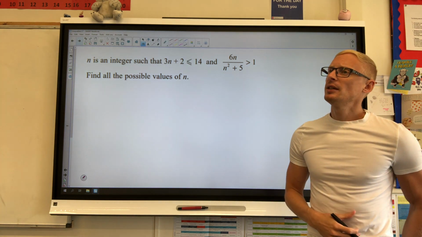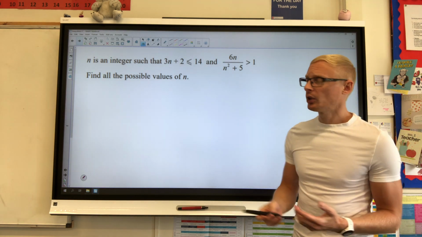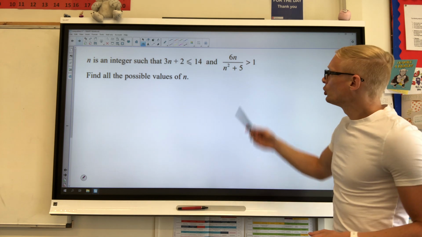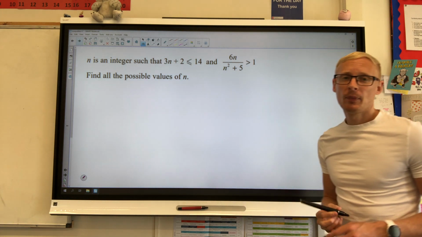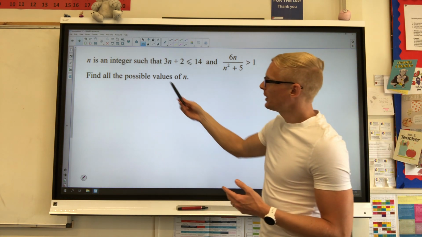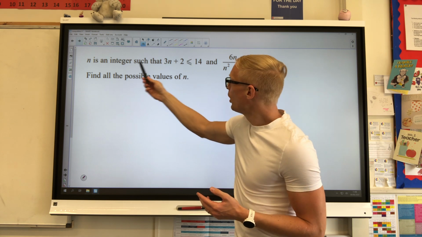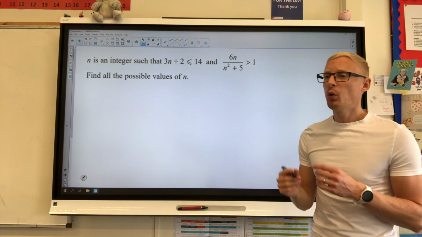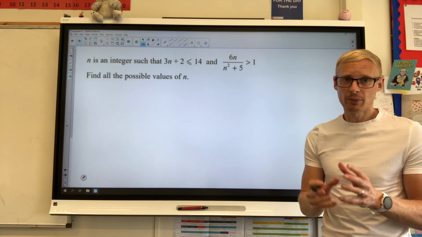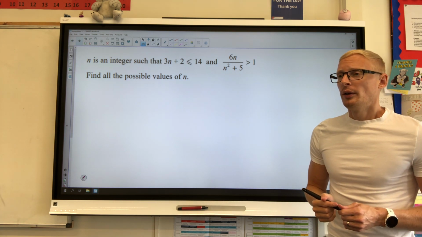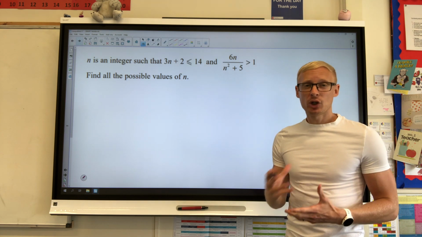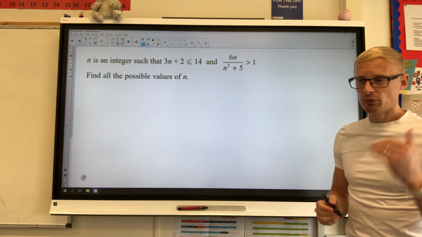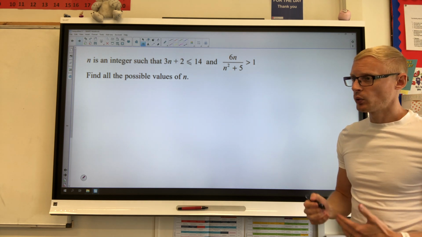Now, the reason this is, in theory, so difficult is because you've got a quadratic inequality here that needs to be rearranged. You've also got a linear inequality here, and what the question is saying is that I need to find the values of n which work for this one and for this one. So I need to find values that will work for both of them at the same time. Now, we'll concentrate on the quadratic part initially, and then we'll come back to the linear part. As I say, this would be right at the top of grade 9 in terms of difficulty level.